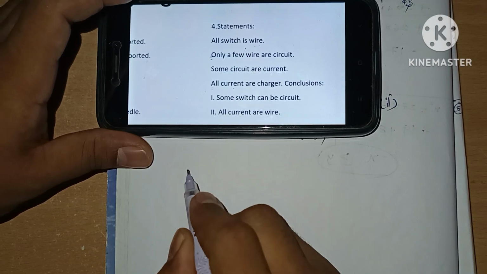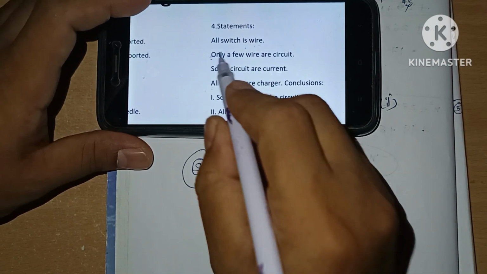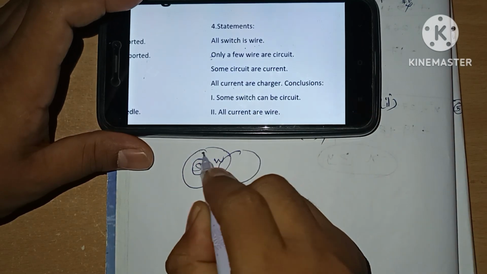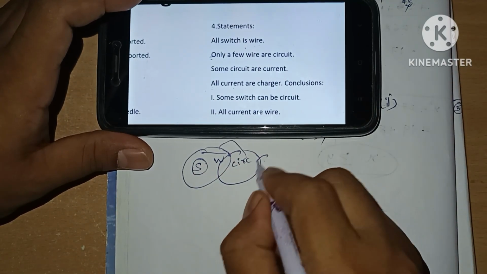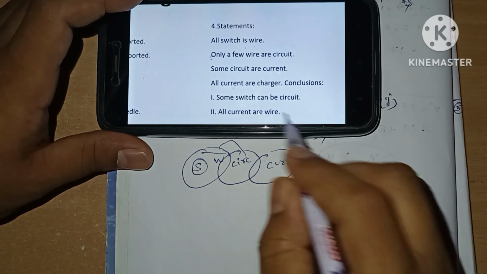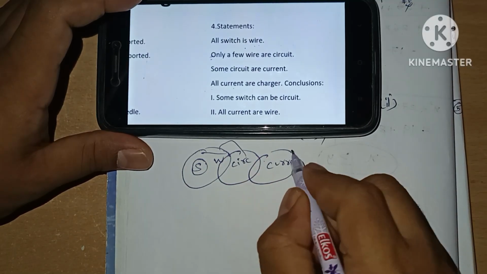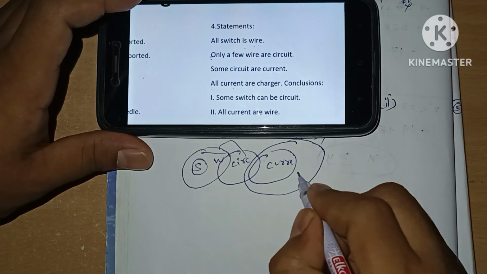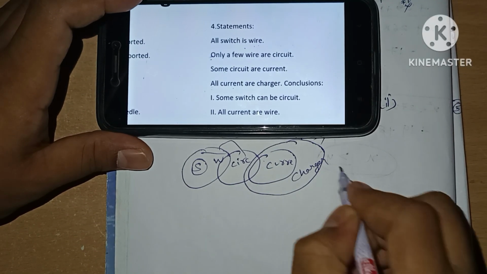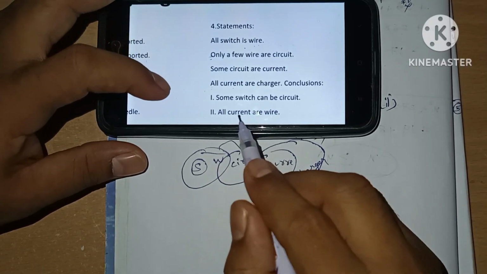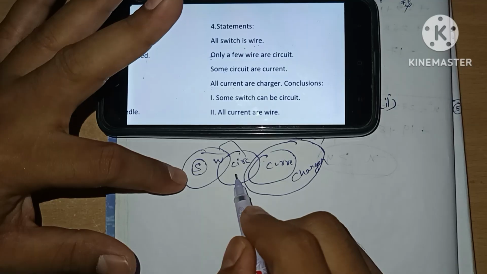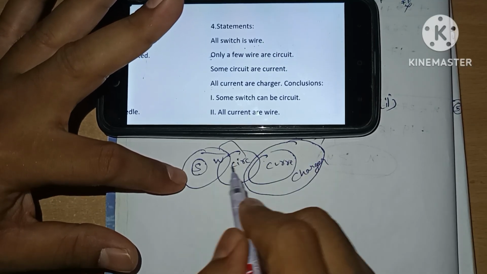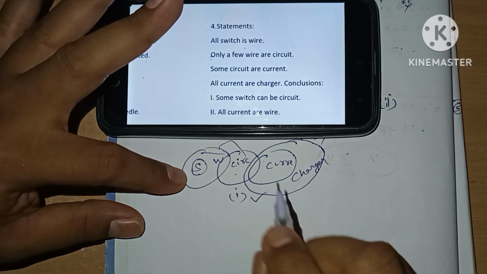All switch is wire. Only a few wire is circuit. Some circuit are current. All current are charger. Okay, let's see conclusions. Some switch can be circuit. This is switch and this is circuit. We can share some part. So first conclusion will be true.